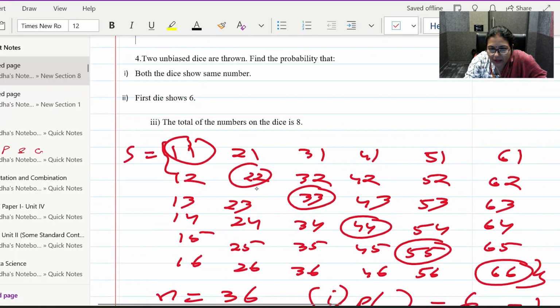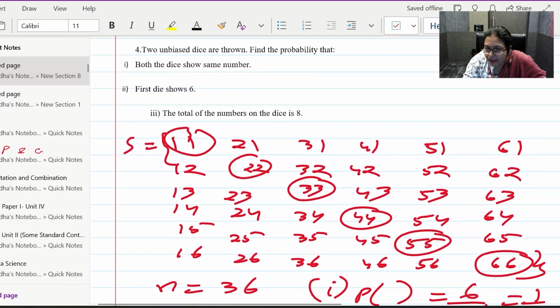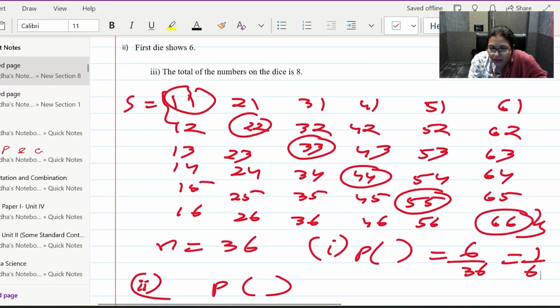Second question is, first dice shows 6. The first number is the first dice number and the second number shows the second dice number. So in the last column, if I see that the first dice shows 6, how many cases are there? Again there are 6 cases. So what is the answer? It will be again 6 by 36, which is 1 by 6.